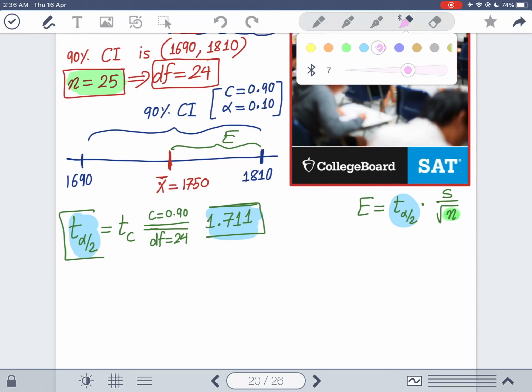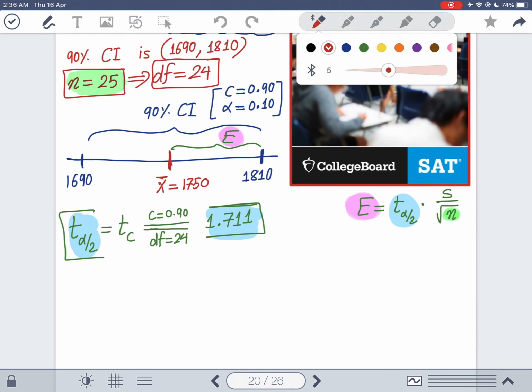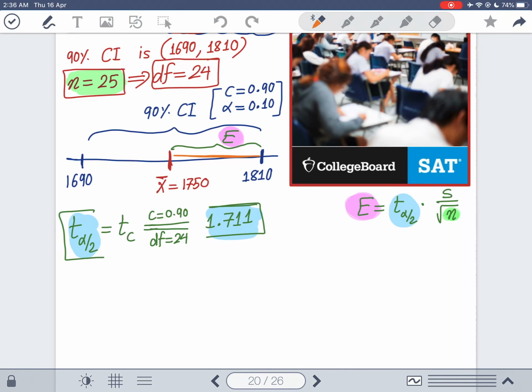And the margin of error, we know it. Okay? How do you find the margin of error? It's just the distance between 1750 and 1810. So you can say that this is 1810 minus 1750. And because this is an easy calculation, you can see that this will be 60. Okay, you can use your calculator if you can't see it.